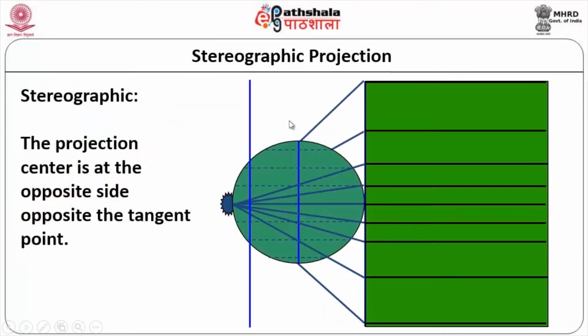When you talk about the stereographic projection, the projection center is at the opposite side of the tangent point. So from here the point is projected. In the previous case the center point was the center of the globe, while in this case this is the place where it starts. From here the light is passed through this object, which is supposed to be something like a transparent object, and whatever is present on the surface of the globe is reflected on the sheet of paper here. So this is how the stereographic projection works.